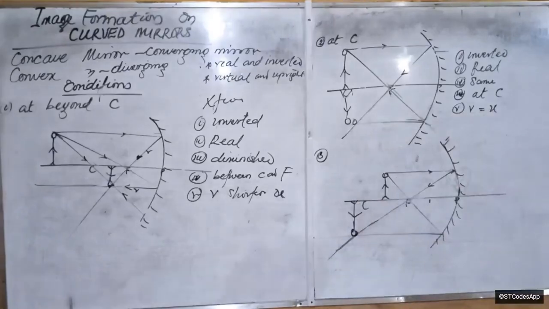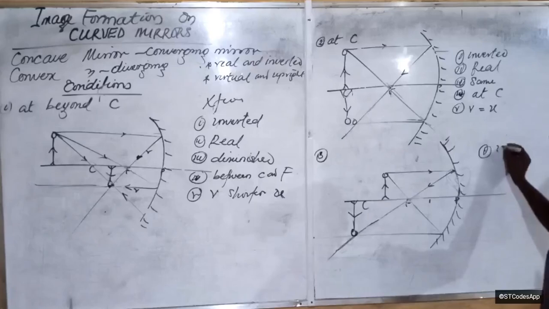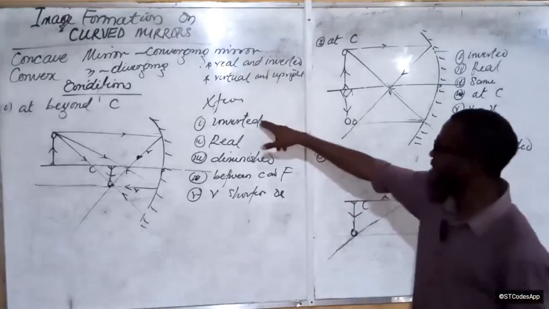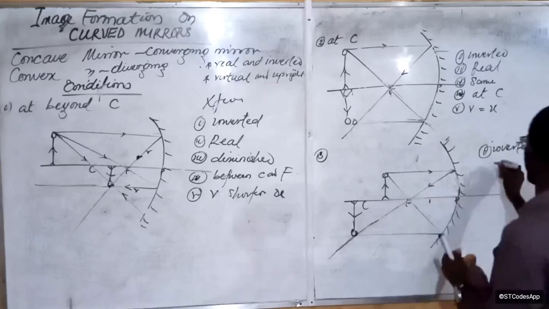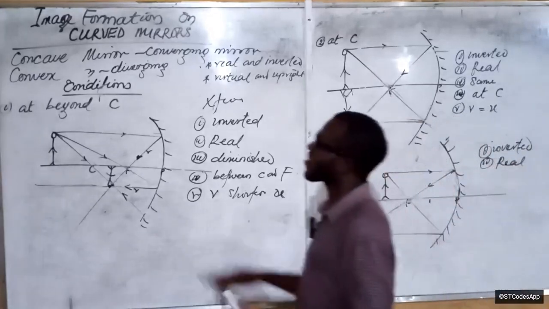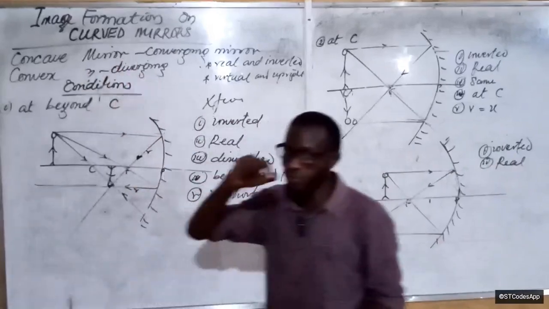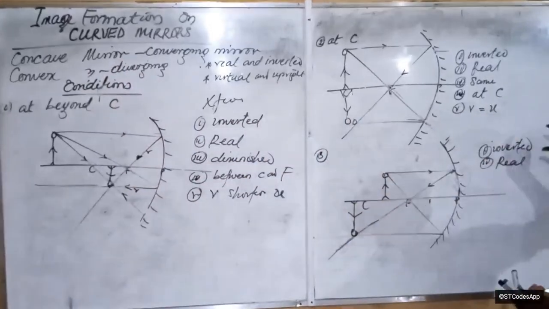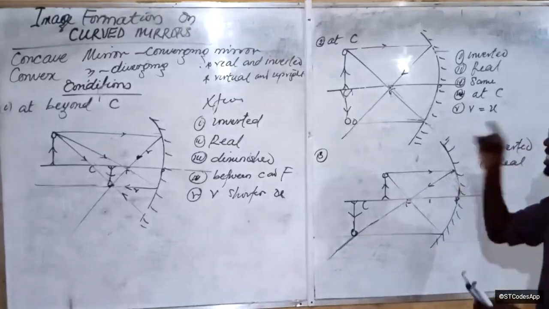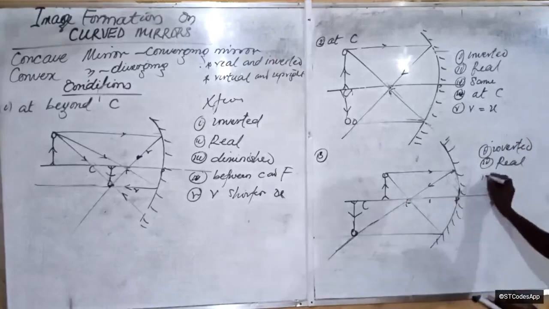So what did you notice? The first thing is this. The image is also what? Inverted. So what is that showing you? It means that so far we've been having inverted and real images, because since it's inverted, it's also going to be real. So what does that mean? It means that a concave mirror always forms what? A real and an inverted image. A concave mirror always forms what? A real and an inverted image.